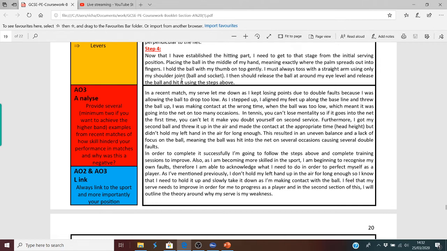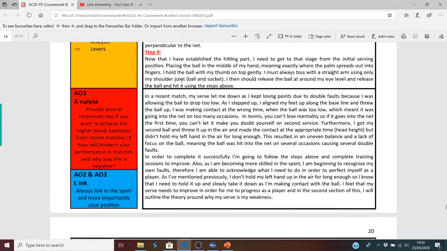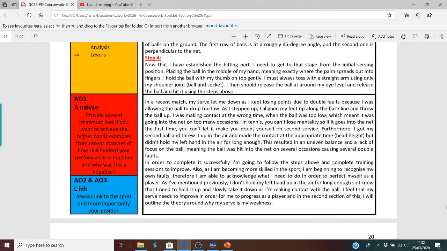I've mentioned previously that I don't hold my left hand up in the air for long enough, so I need to hold it up and slowly take it down as I'm making contact with the ball. I feel that my serve needs to improve in order for me to progress as a player. In the second section of this, I will outline the theory of why my serve is my weakness. So in the evaluation part, we're going to go into this and use some theory knowledge, and normally it has to be a psychology aspect about maybe the reasons why.